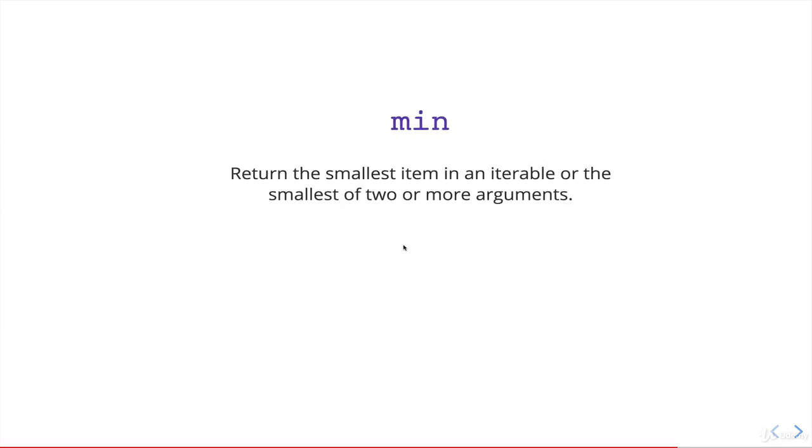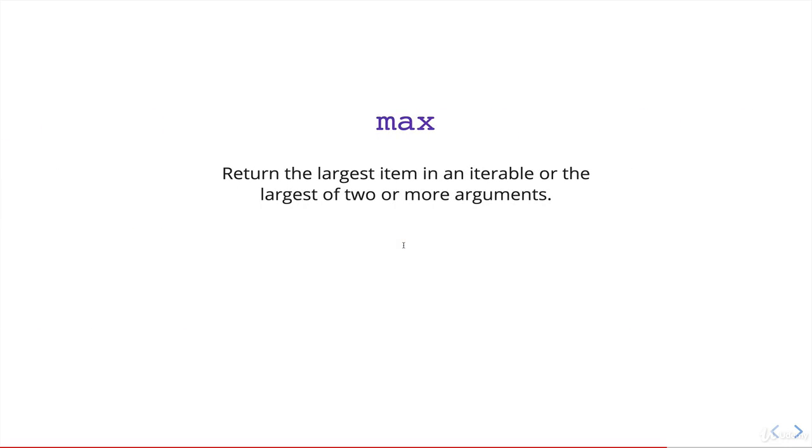Okay, next up, two more built-in functions, this time a pair: max and min. They work very similarly, except they do the opposite thing. Max will take, there's a couple ways of using it. You can pass it two or more individual arguments, and it will tell you the max numeric value, or the max alphanumeric value if it's string characters.